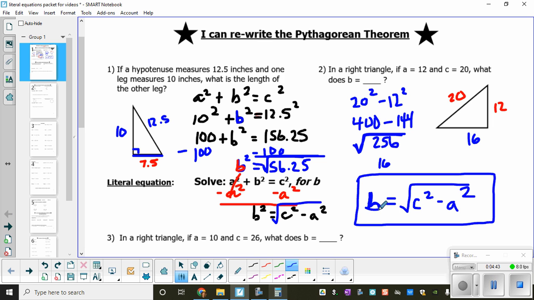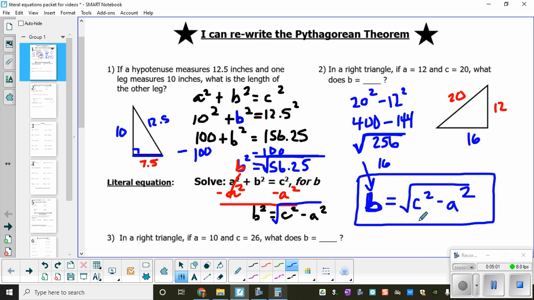And that means you've just now solved a literal equation. And for it to be a literal equation, it's just going to be all of what you're used to with letters and numbers. And instead of trying to solve it to get an actual answer, you're just going to be rewriting it for whatever letter I tell you to rewrite the letter for. Okay?